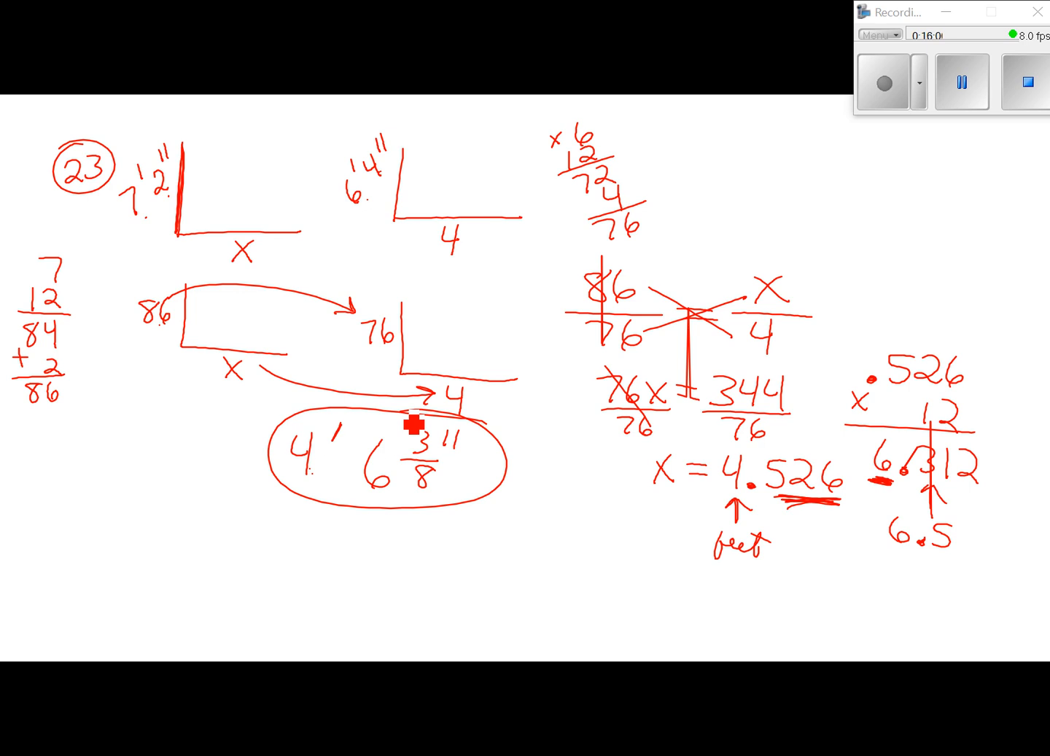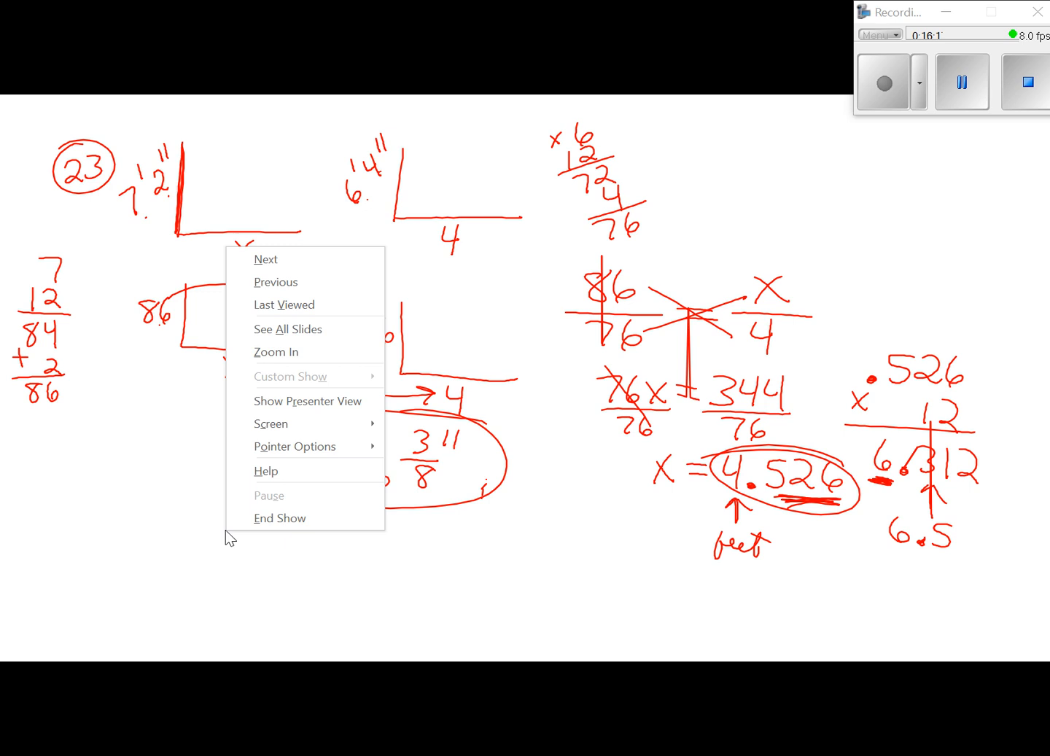And I don't expect that you're going to get that precise all the time. If you just divided this and wrote this answer down, I would probably accept that. It's about 4.526 feet, but that's not a good answer because we're dealing with feet and inches, and they use fractions instead of the metric system where you just use decimals.